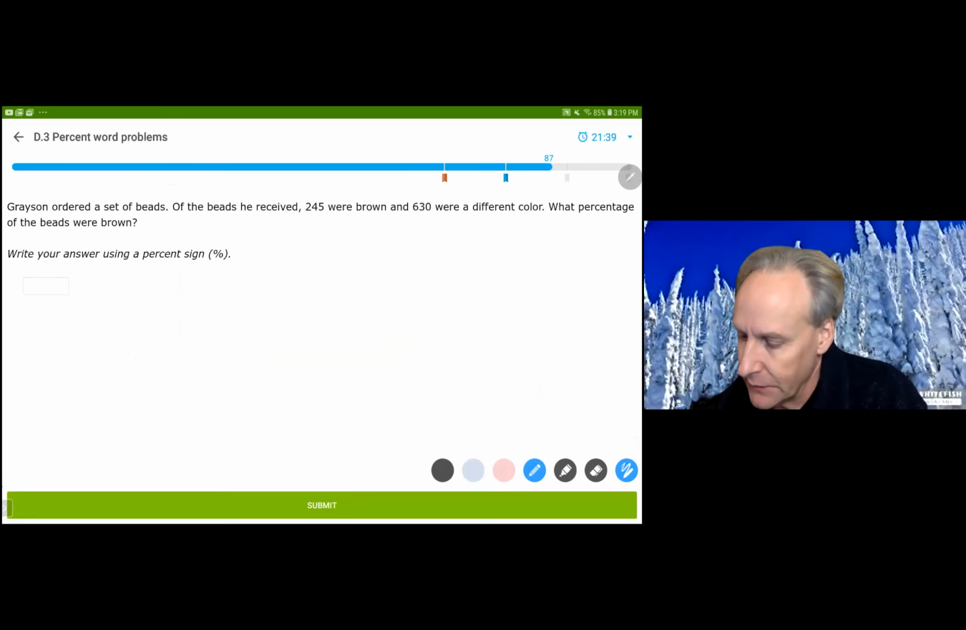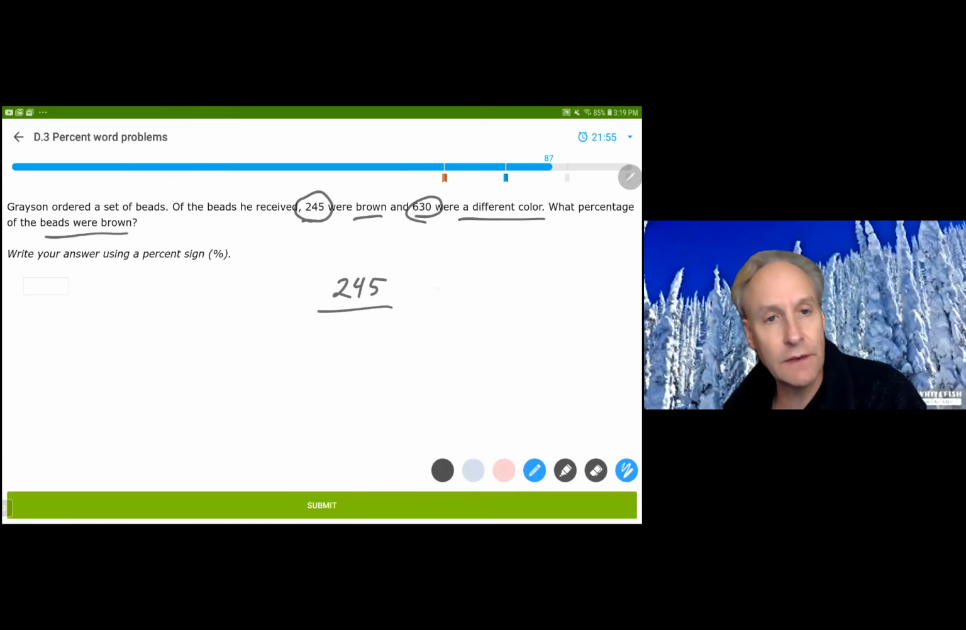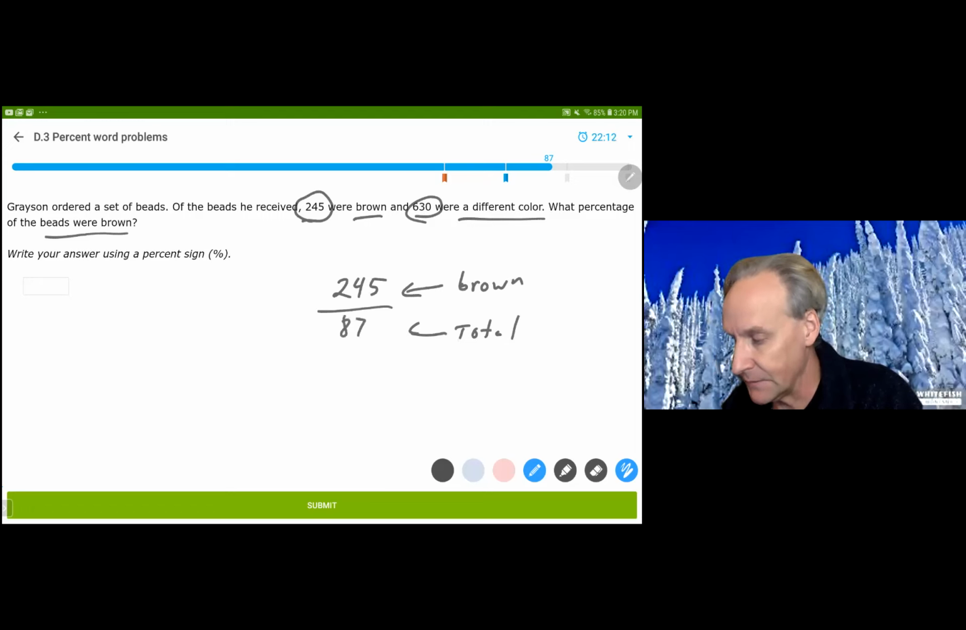All right, let's see. Grayson ordered a set of beads. He received 245 brown, 630 were a different color. What percentage of the beads were brown? Well, 245 is not out of 630. Be careful. It's out of the total number of beads. Keep in mind, to find a percentage, we always take the number of brown, for example, over the total number. And the total number is not 630. It happens to be 875, isn't it?